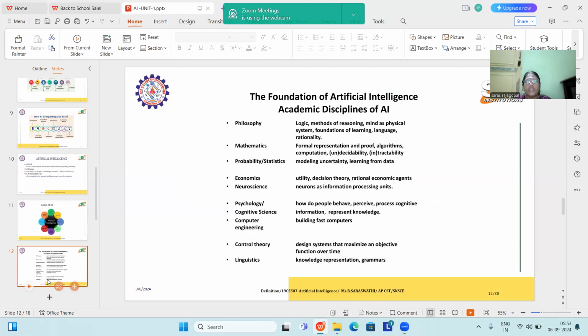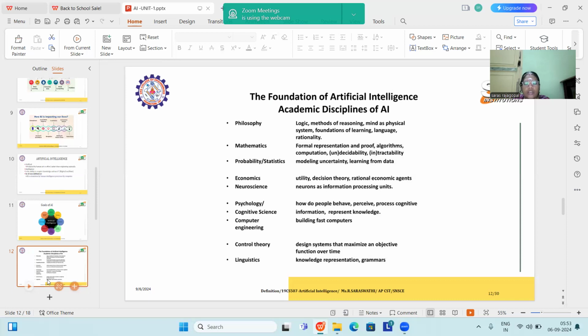The foundation of AI. First is philosophy. There are many different types of logical methods and methods of reasoning, and the mind as a physical system, as the foundation of learning, languages, and rationality. Mathematics produces formal representation, proof, and algorithm computation, whether we have to decide the knowledge or undecidable, tractable or untractable problems. We have to decide the probability and statistical theory, according to that, learning from the data.